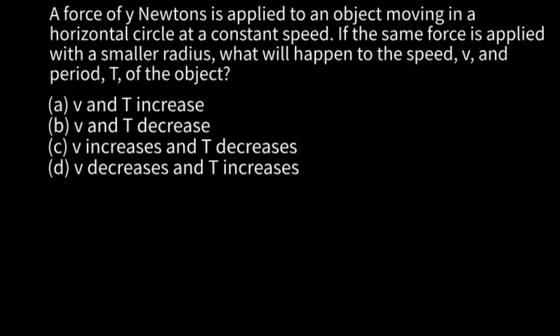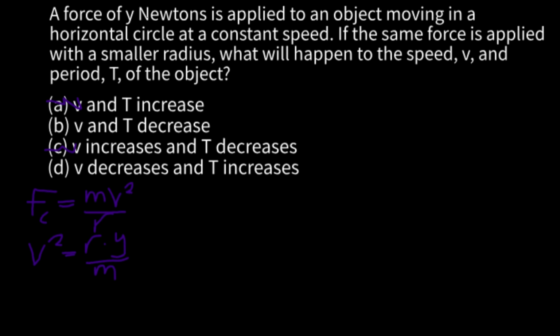Alright, so let's start with our equation for centripetal force, which equals m v squared over r, and then we can rearrange it to get that v squared equals r times that force F divided by m. So this is a direct relationship between speed and radius, right? So if the radius is going to decrease, then the speed will also decrease. So that rules out A and C.